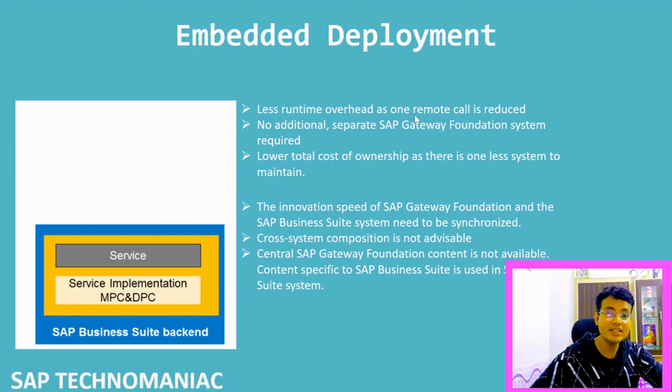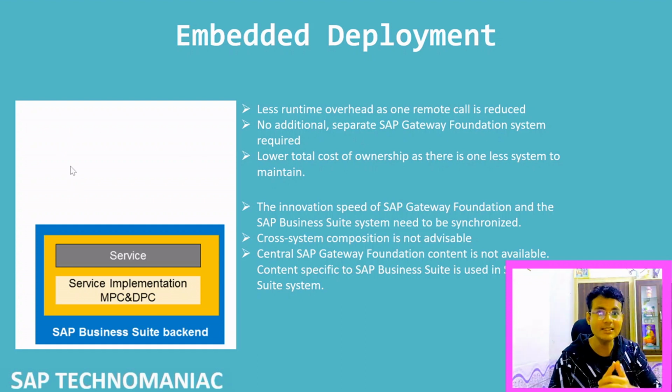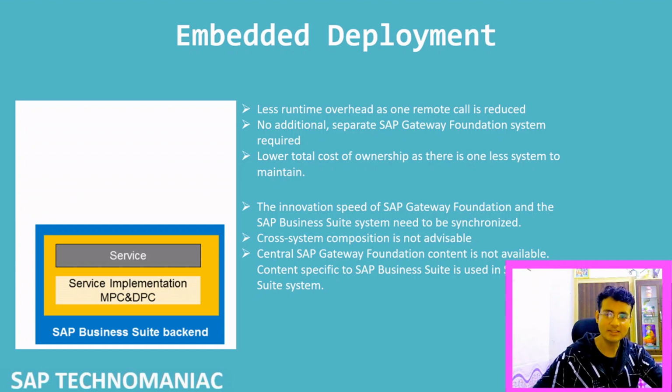So there will be less runtime overhead. One remote call is reduced. The remote RFC call will not be there. There is no additional separate SAP Gateway Foundation. We do not need to maintain one additional system to do all these things. So obviously we will have to pay less money to maintain one more system. Lower cost will be there.